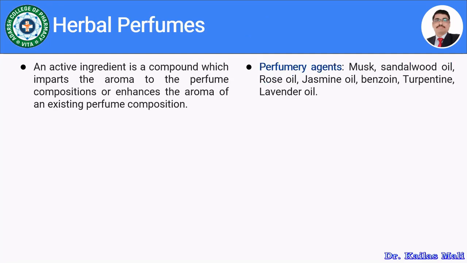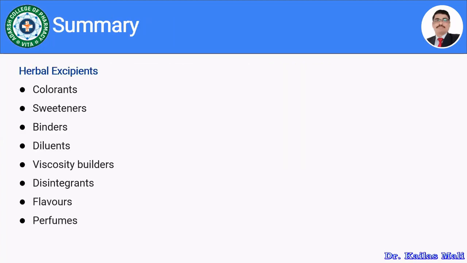Let us move towards the herbal perfumes. An active ingredient is a compound which imparts aroma to the perfume composition or enhances the aroma of an existing perfume composition. So perfumes are also used in various formulations. The agents which act as perfumes are musk, sandalwood oil, rose oil, jasmine oil, benzoin, turpentine, and lavender oil. So this is about the herbal perfumes.